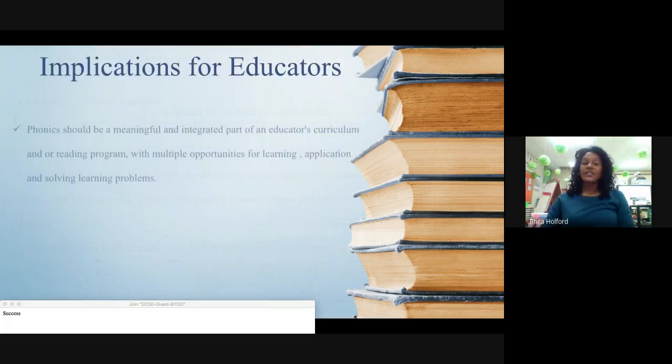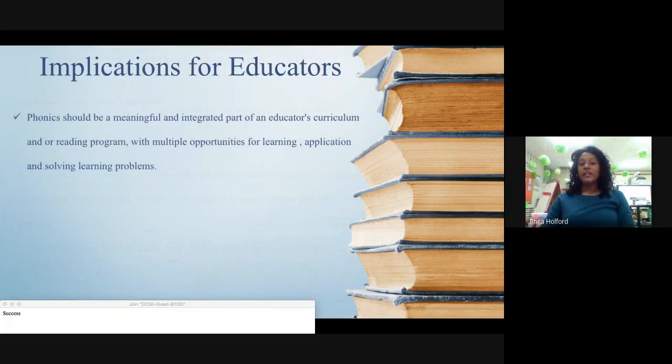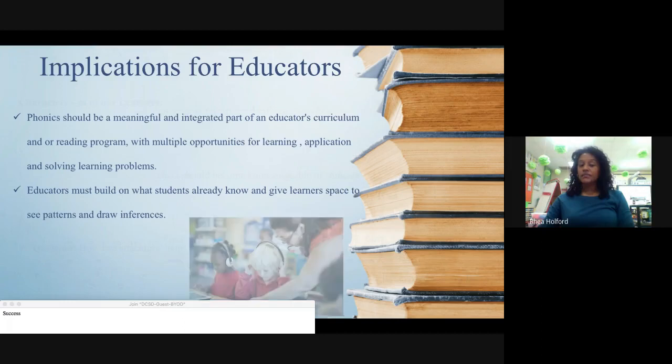Implications for educators. Phonics should be a meaningful and integrated part of an educator's curriculum and or reading program, with multiple opportunities for learning, application, and solving learning problems. Educators must build on what students already know and give learners space to see patterns and draw inferences.